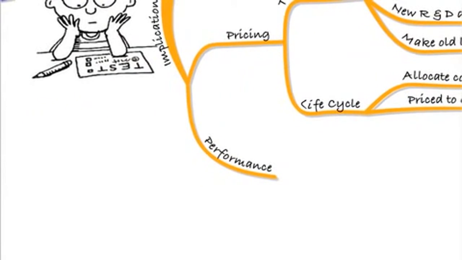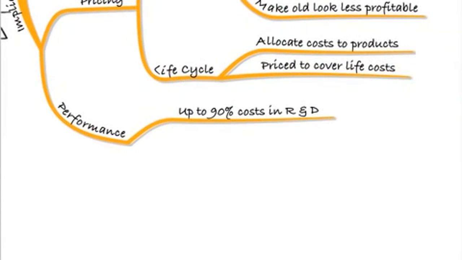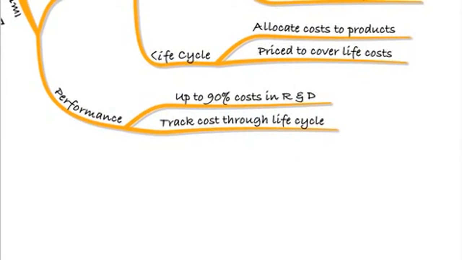Also, when it comes to performance within the business, life cycle costing enables the business to recognize the fact that up to 90% of their costs will be in the research and development phase. So what that means is that they can focus on making that phase as short as possible and getting those products to market as quickly as possible so that they start to generate revenue. It also enables them to track costs through the life cycle of the product so they can see overall whether this product is profitable or not.